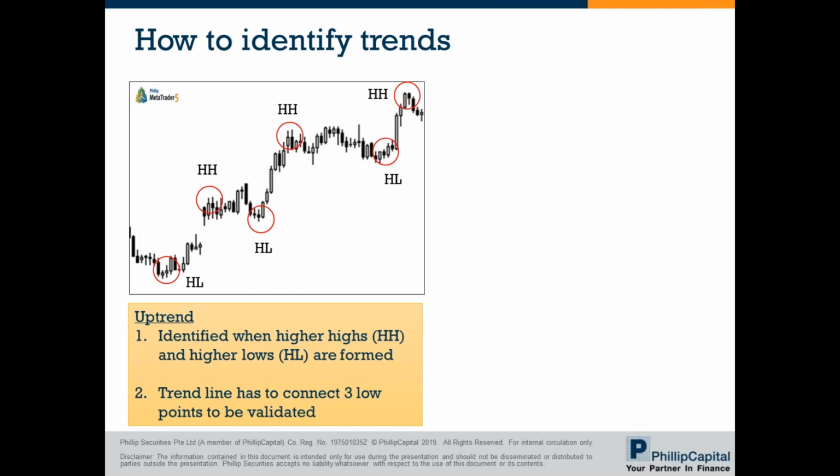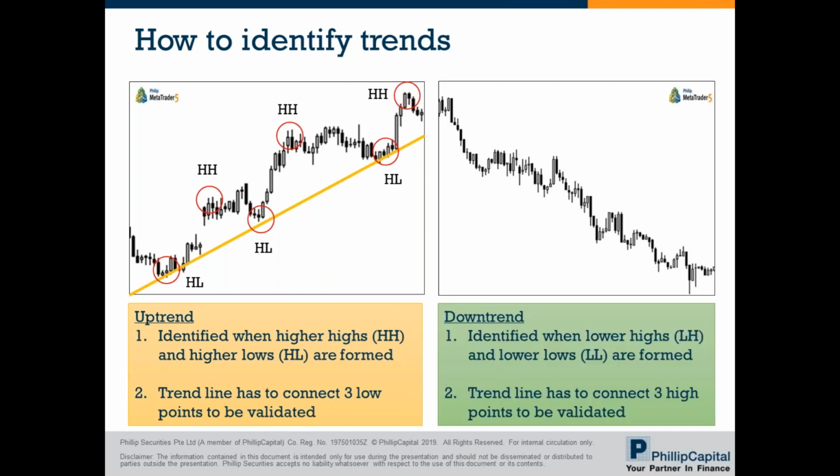And so to help you to mark this out visually, what you can do is to draw a trend line. For an uptrend, a trend line is identified by connecting three higher lows. Right? In that way, once you glance at the chart, you will be able to tell at first glance that this is an uptrend.